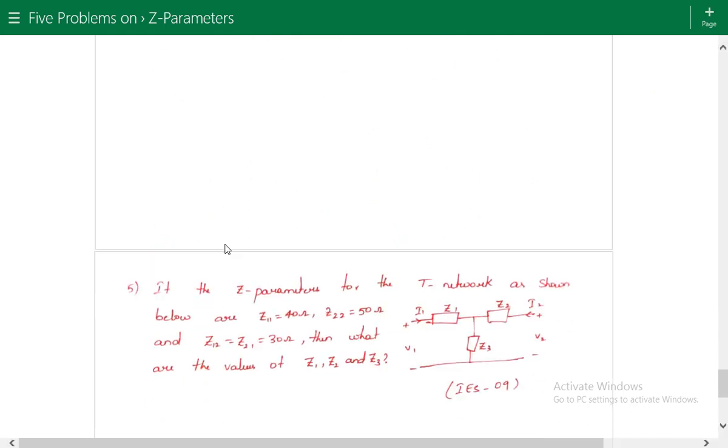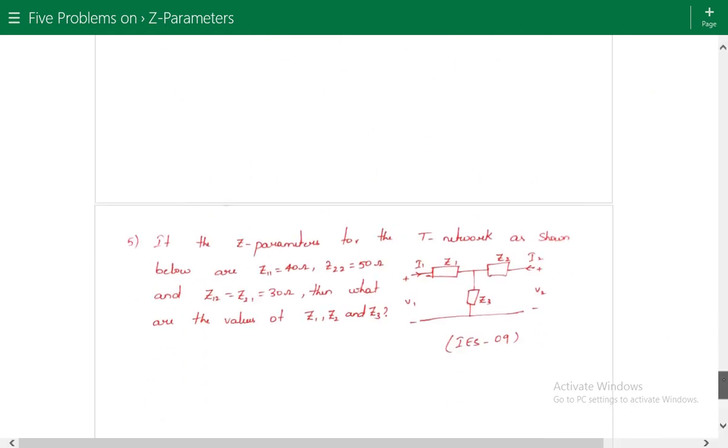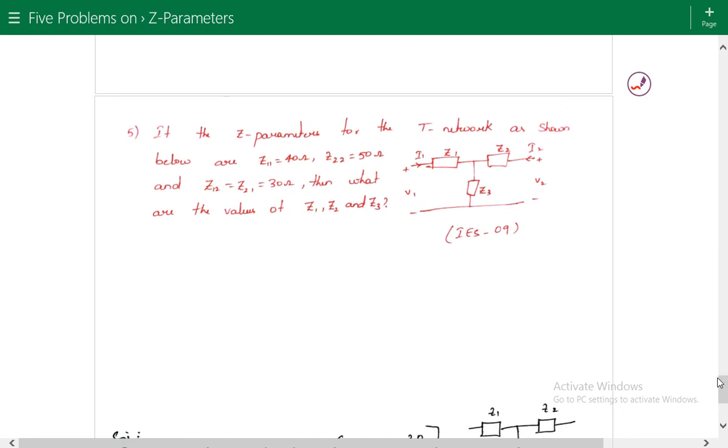Okay, this is the last problem, given in IES 2009. In that question, they had given the values of the Z parameters, and they were asking to find the values of Z1, Z2 and Z3. So now tell me, for a two-port T network, what are the Z parameters?